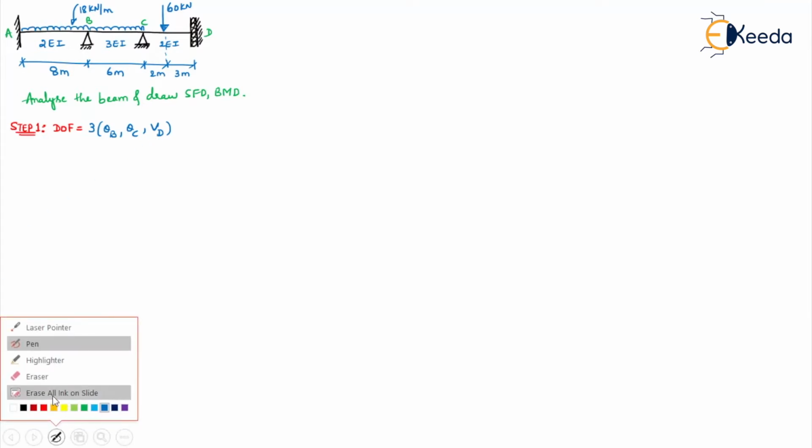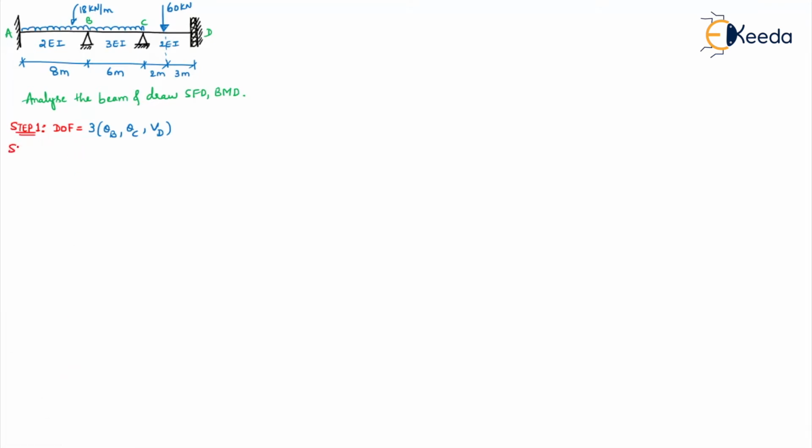Right, next, what is the next step? You have to assign your global and local coordinates. So step 2 is to assign global and local coordinates. Now first let us see the global coordinates. How many global coordinates will be there? This will be equal to your degree of freedom. So in this case it is equal to 3.